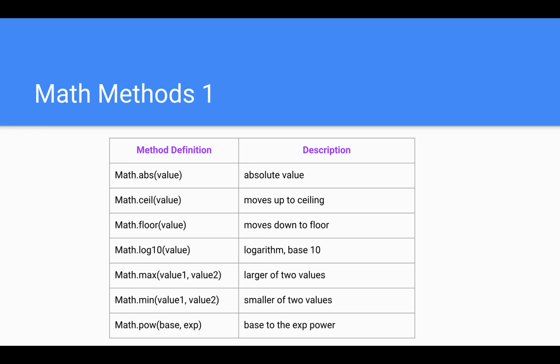Math.log10 takes in a value and gives you the logarithm base 10 of that value. Math.max(value1, value2) will give you the larger of two values. Math.min(value1, value2) will give you the smaller of two values. And Math.pow(base, exponent) will give you the base to the exponent power.